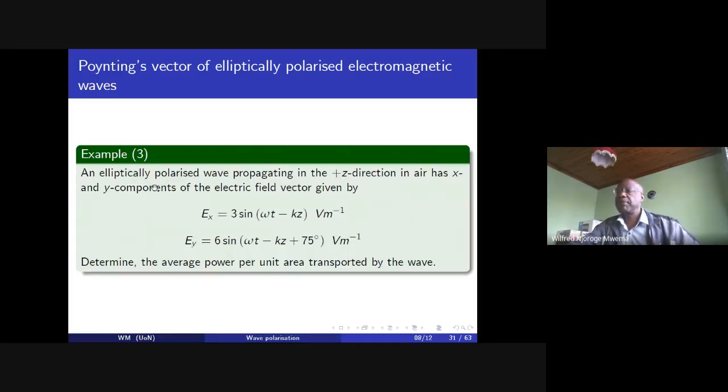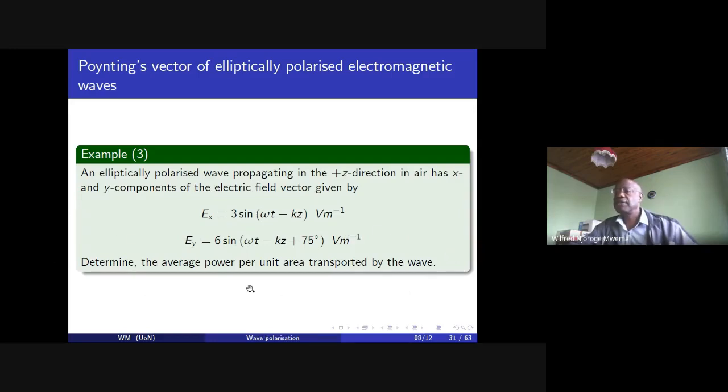So another example is to look at the elliptically polarized wave that is propagating in the positive Z direction in air and has X and Y components of the electric field vector given as shown there. That is Ex is equal to 3 sine(omega t minus Kz), and Ey is equal to 6 sine(omega t minus Kz), and it's at 75 degrees with respect to Ex, all in volts per meter. And what we are required to do is to determine the average power per unit area transported by the wave.